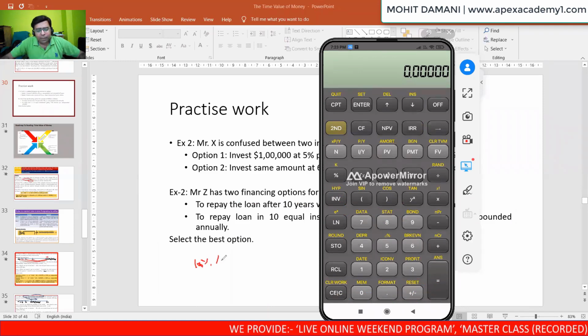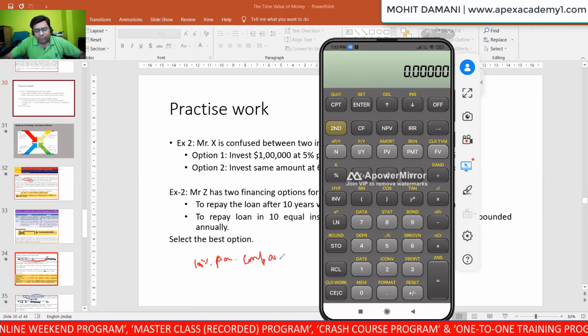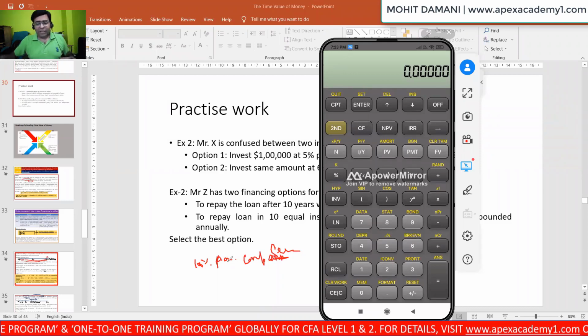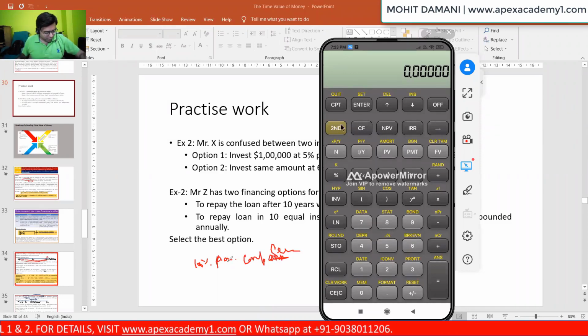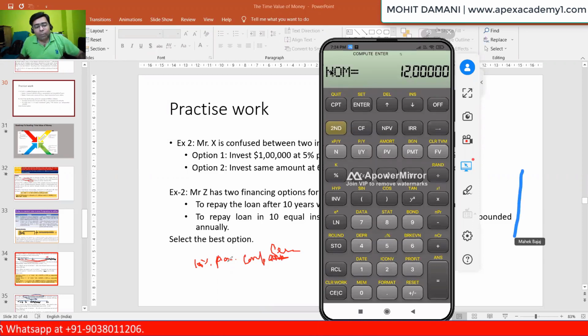10% per annum compounded annually, sorry, semi-annually. How much will be the effective rate that we are trying to calculate? What will be the effective rate? So it is second ICONV. What is the nominal rate? The nominal rate is 10. So 10, enter, arrow down.